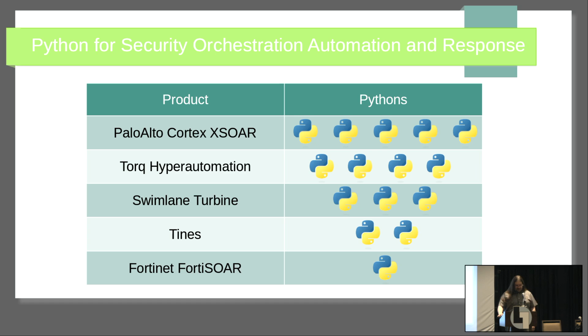Next on the list, we have Torq hyperautomation. Torq hyperautomation is a newer tool that I have not personally used, but they're pushing that whole hyperautomation concept that I mentioned. And they did not invent it. The definition that I gave you was from IBM from several years ago, so it is a thing.